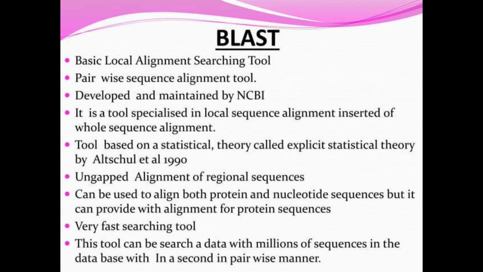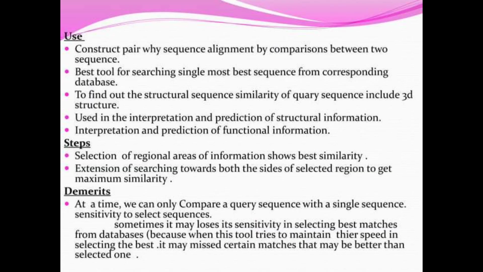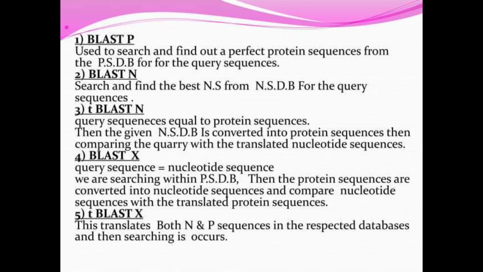Next is the Basic Local Alignment Search Tool, BLAST, which is associated with NCBI, where we can see local sequence alignment instead of the whole sequence alignment by using this BLAST technique. Here we can see the BLAST search of nucleotides as well as proteins, their merits and demerits, and the types: BLASTP, BLASTN, TBLASTN, BLASTX, and TBLASTX.